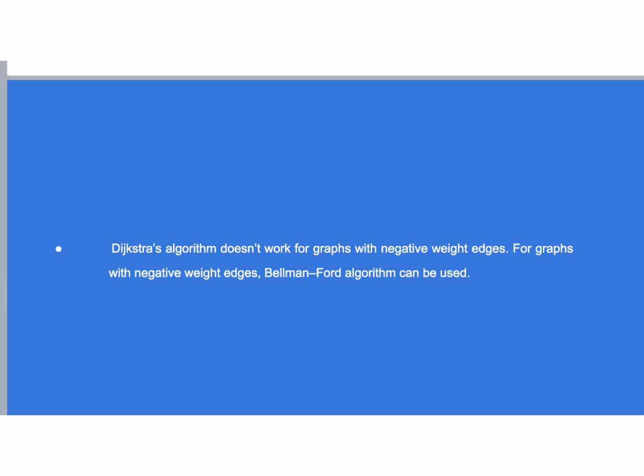Before that, I do have one more point. Dijkstra's algorithm doesn't work for graphs with negative edge weights. For graphs with negative edge weights, you should use the Bellman-Ford algorithm, which we'll talk about in a new video.